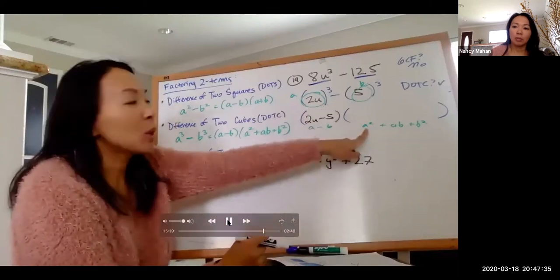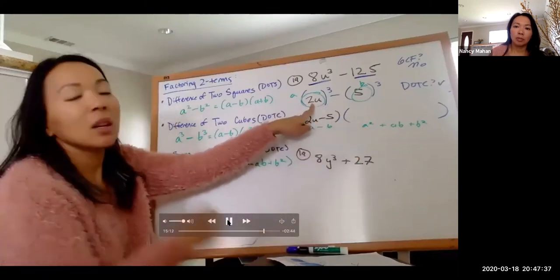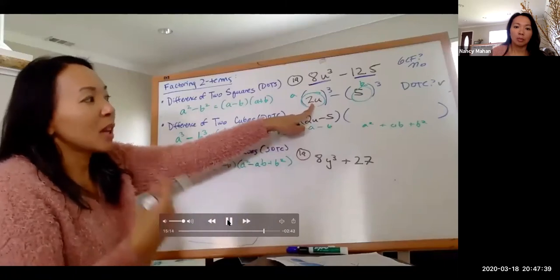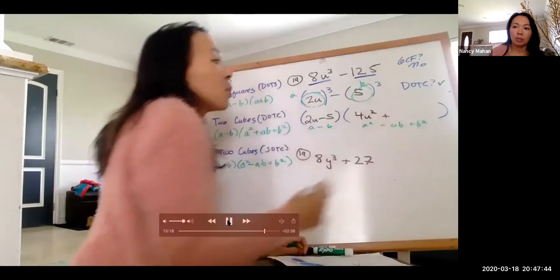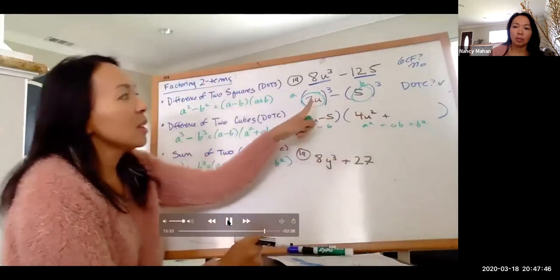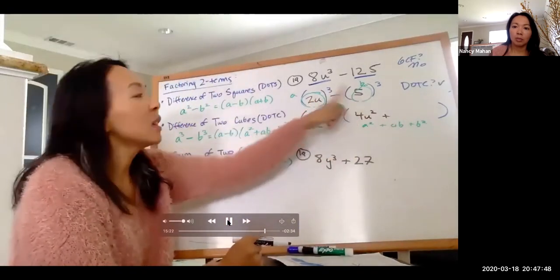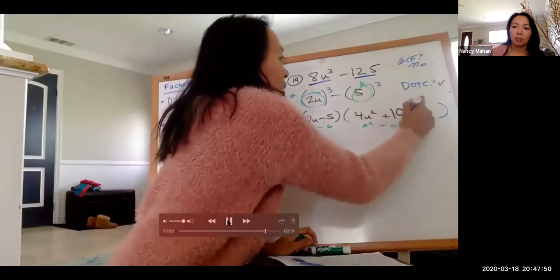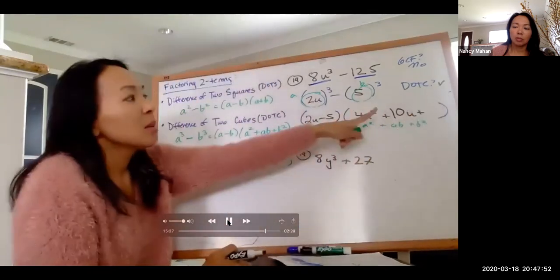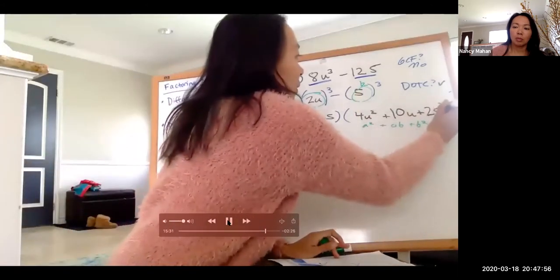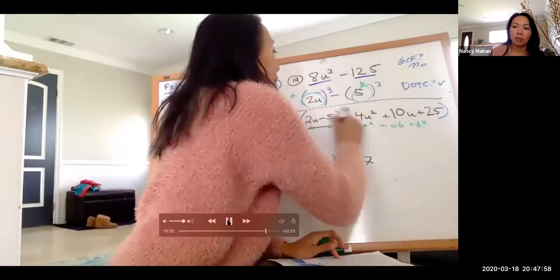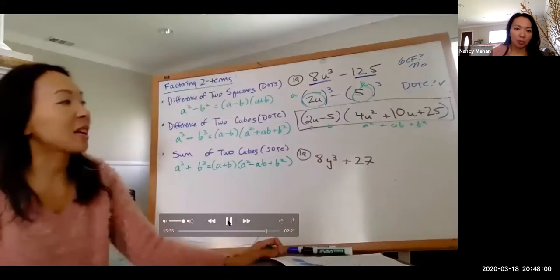A squared, what's a squared? What's 2u being squared? 2u times 2u gives me 4u squared. Plus a times b, so 2u times 5 gives me 10u, plus b squared. So b is 5, so when I square that, I get 25. And that, my friends, is the final answer.